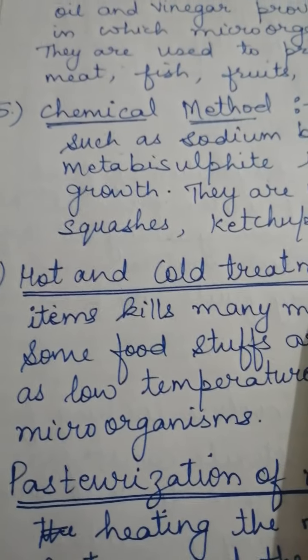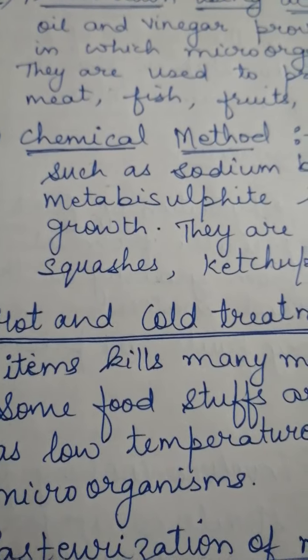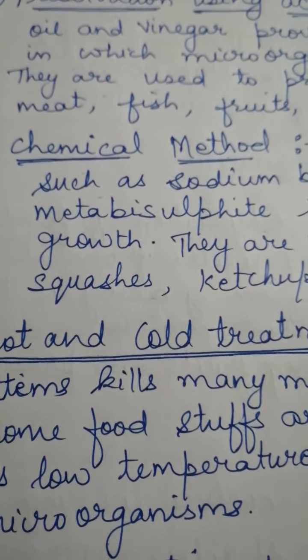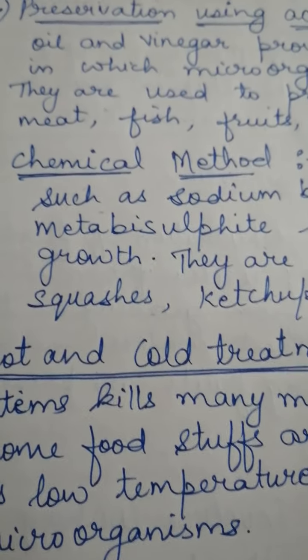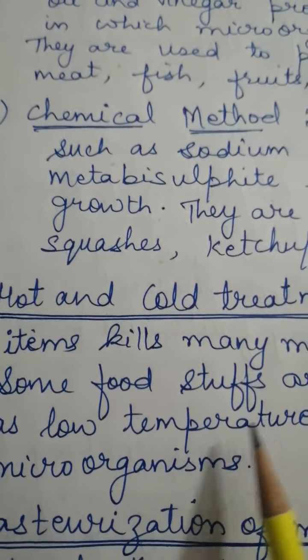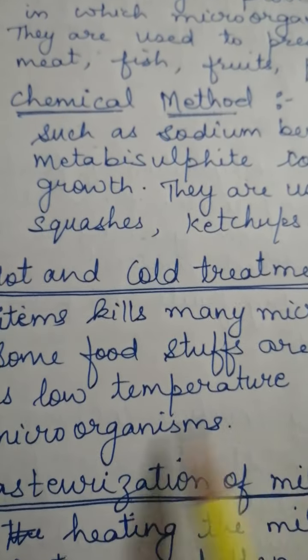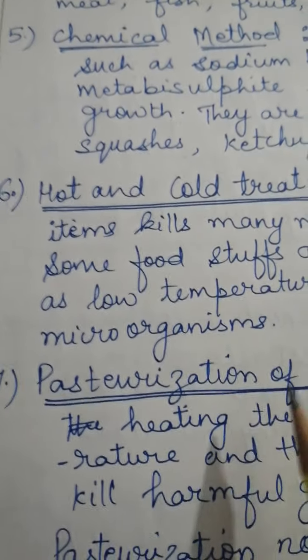Hot and cold treatment means we can preserve food by heating it, and we can also preserve it in a refrigerator, which is the cold treatment. In these conditions the temperature is controlled, which inhibits the growth of microorganisms.